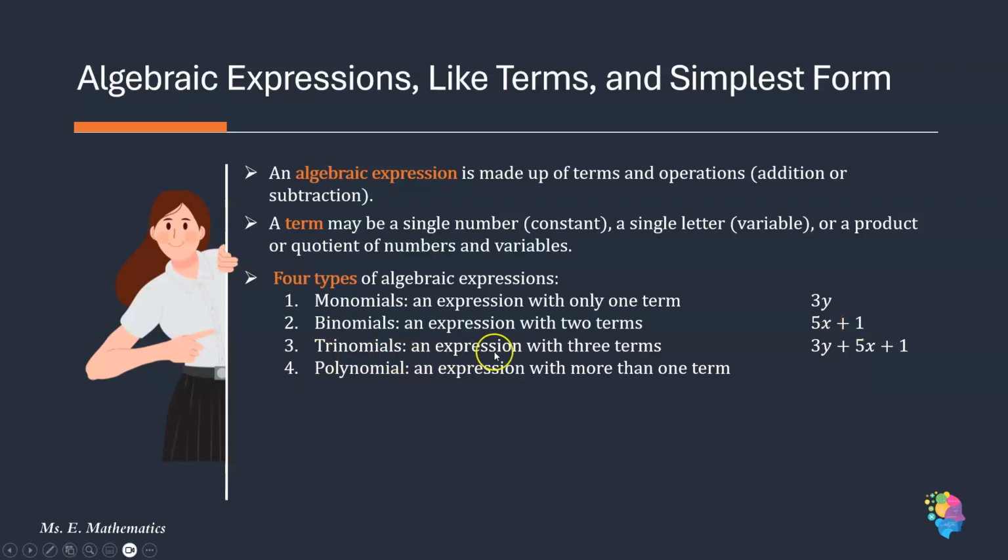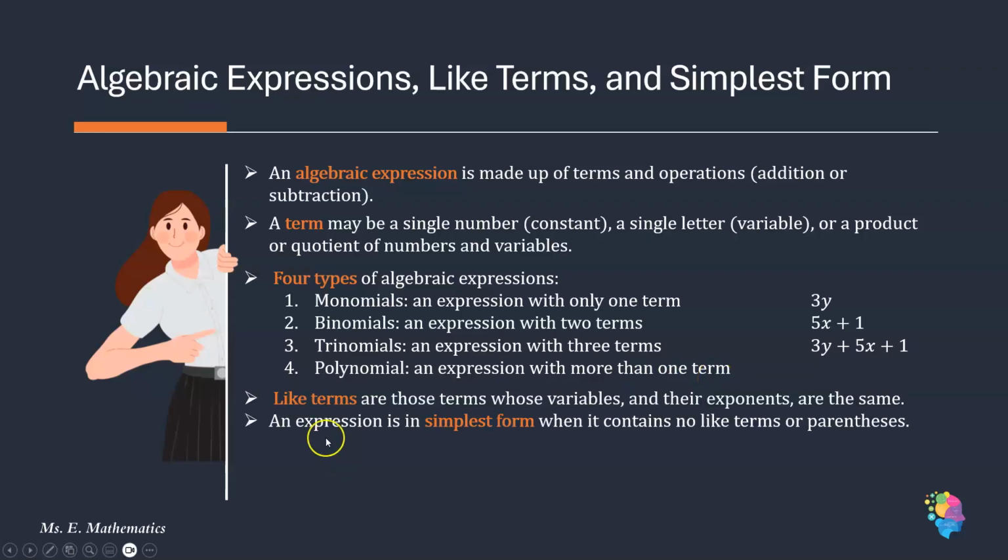A trinomial is an expression with three terms, such as 3y plus 5x plus 1. Again, the terms are being separated by this plus, so 3y is the first term, 5x is the second, and the 1 is the last one. Usually, if it's more than three terms, we just call them a polynomial. A polynomial is just an expression that has more than one term.